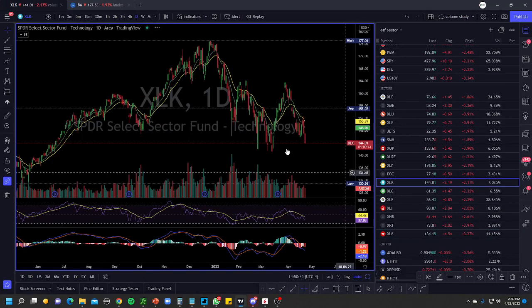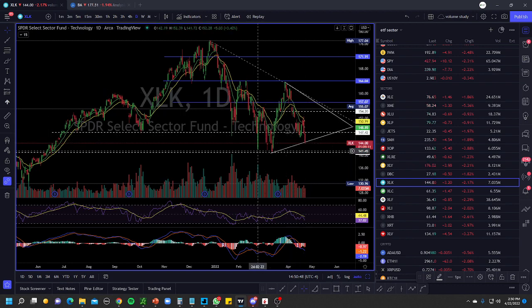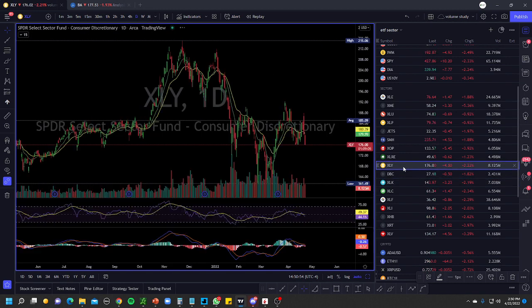Look at tech. Tech sector is coming down. This is the range that it's in. So tech is breaking down as well. Okay, so this is also causing the market to completely fall down.